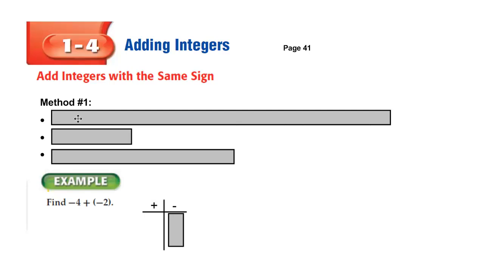I have a preference for this first method. I think it's the easiest and there's less opportunity for error. So here we go, adding integers with the same sign.